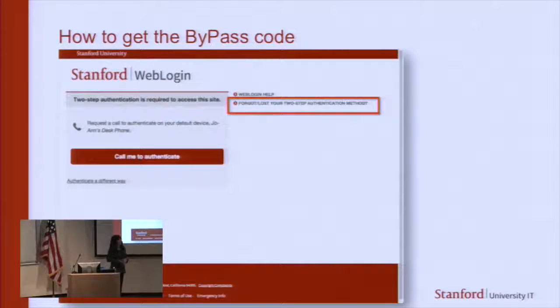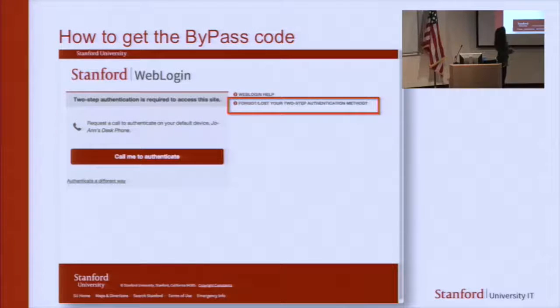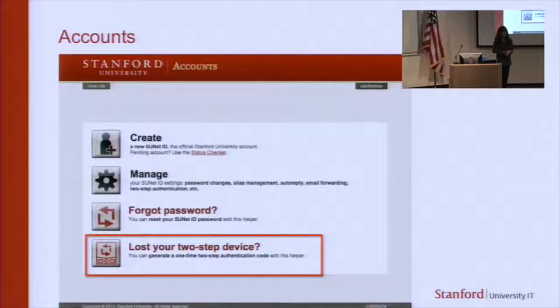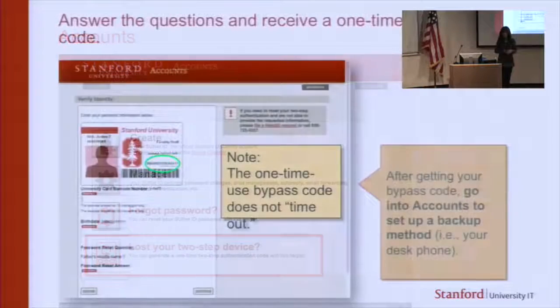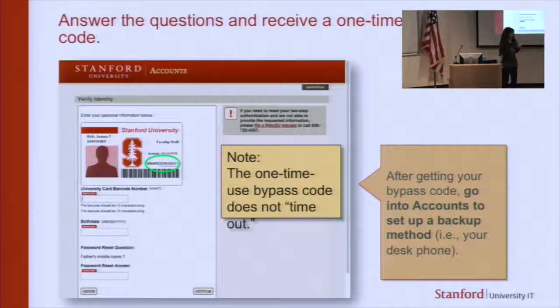So to get it, on that same login screen where you have the big red button that shows you which method you chose as a default, instead of authenticating in a different way, because you don't have a backup device, you can go to forgot or lost your two-step authentication method. When you click on that, it sends you to this page here, and you want to click on lost your two-step device, and then it sends you to this page where you can enter the criteria that it requests, and then it'll give you the one-time use bypass code.